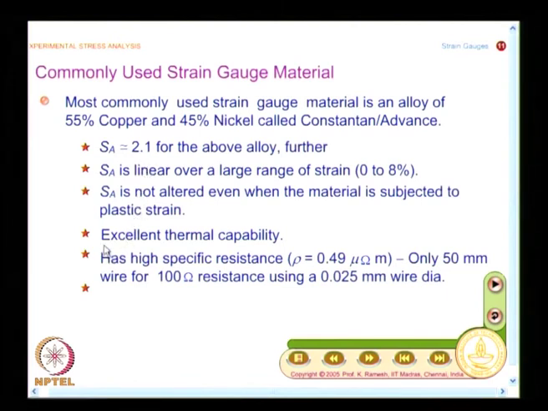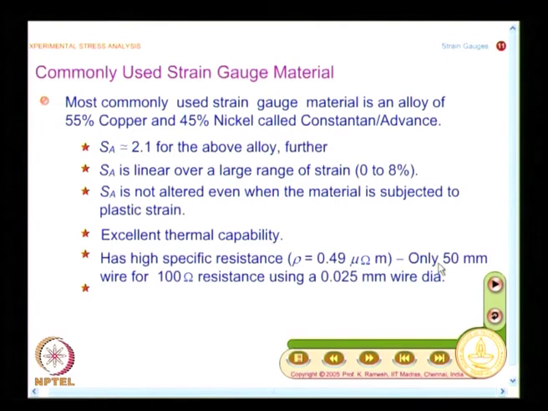You also have the statement excellent thermal capability. See, this is a relative comparison. We have to see another popular strain gauge material, isoelastic. Compared to that, this has a better thermal capability, and it also has a very high specific resistance. Rho is given as 0.49 micro ohm meter, and resistance is given by rho L by A, so you will also have to bring in the area of cross section.